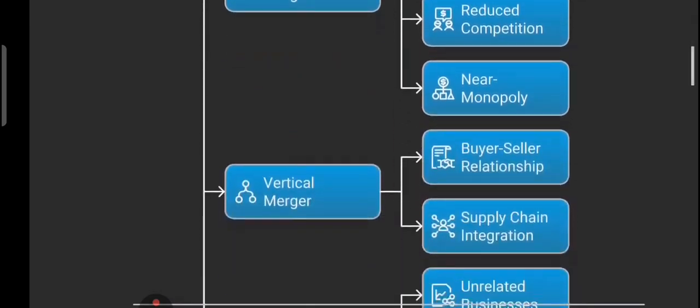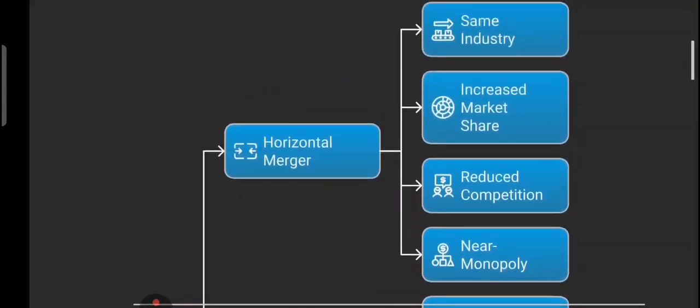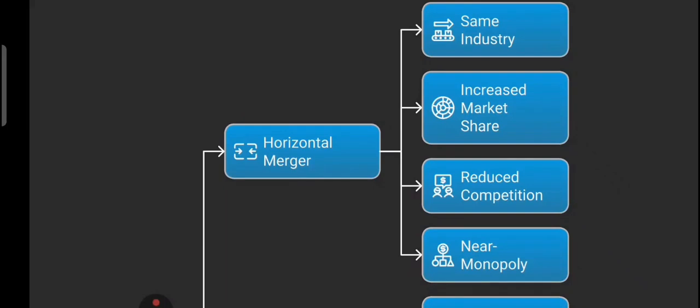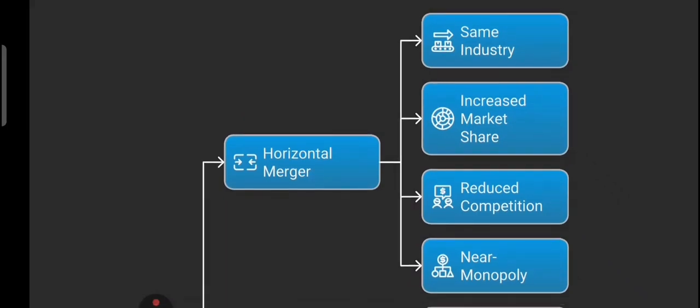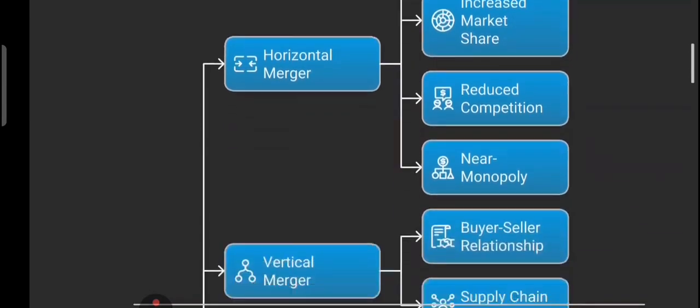Next we have something called vertical merger. Some key points you can see in the horizontal merger: same types of industries are there. They boost market share, reduce competition, and sometimes they even create near monopoly. So these are horizontal mergers.